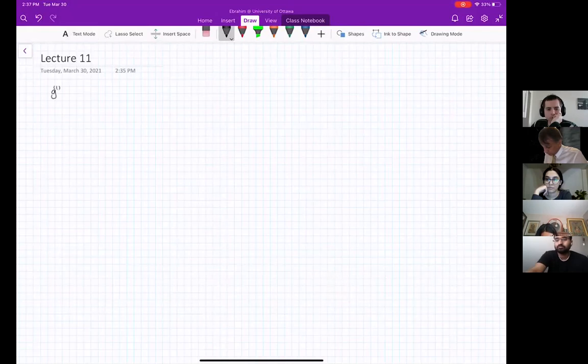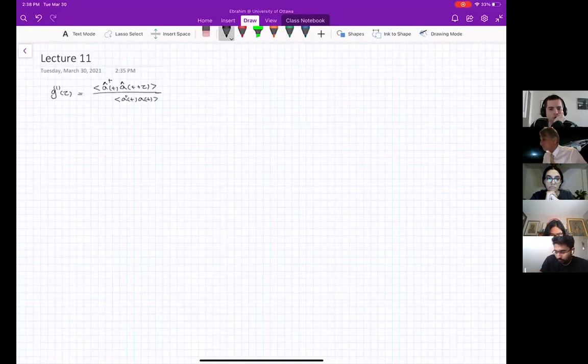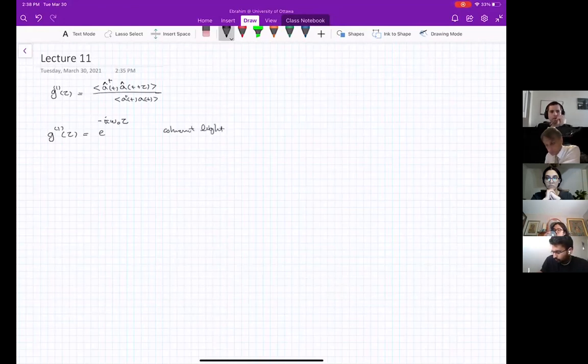Briefly reviewing G1 of tau, we found that the expression was A dagger of t and A of t plus tau, divided by the average of A dagger A. For three different cases, we did the mathematics and found the following. One was the case of coherent light, which was e to the power of minus i omega zero tau. That was coherent light, or Poissonian distribution, as we expected. For the case of collisions, we found e to the power of minus i omega zero tau minus tau divided by tau c, or tau zero, which was the case of collision broadening.